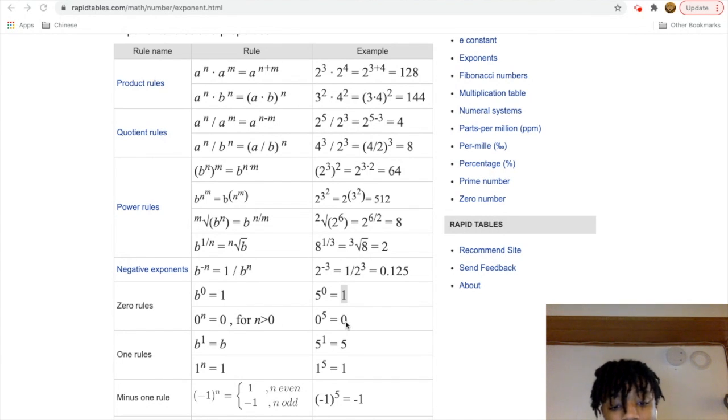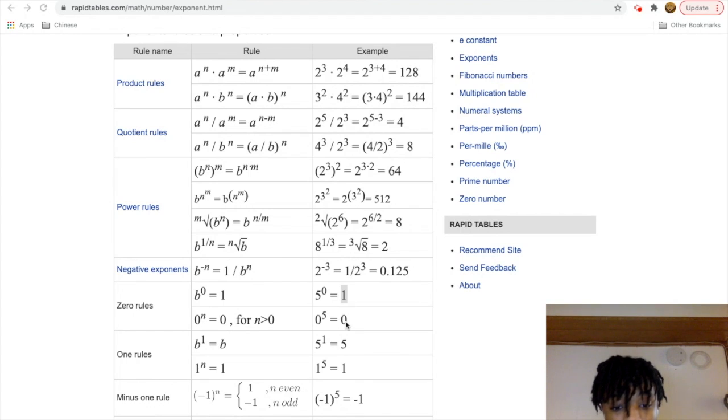Now moving on to the ones rule. 5 to the power of 1 equals 5. It's kind of the same thing, though not really. 5 to the power of 1 is 5, 3 to the power of 1 is 3, and 1,000,000 to the power of 1 is 1,000,000. 8,000 to the power of 1 is 8,000. Whatever number it is, to the power of 1 will always be that exact same number, no ifs, ands, or buts about it.